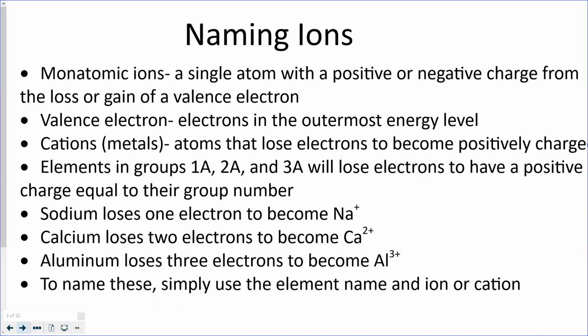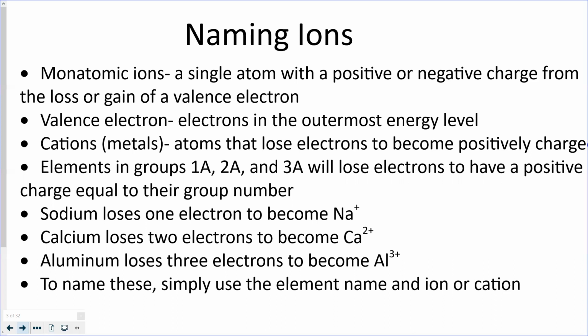So we first want to look at how we name individual ions, and we're going to put the ions together to name compounds. So we are going to start off with monatomic ions first. Mono means one. So this is a single atom that has a positive or negative charge from either the loss or gain of a valence electron. So these are going to be how we name our cations and how we name our anions. And remember, valence electrons, the ones that are bonding, are the electrons in that outermost energy level.